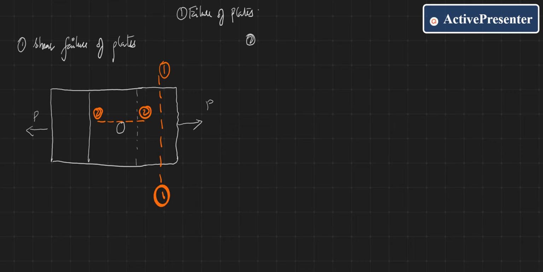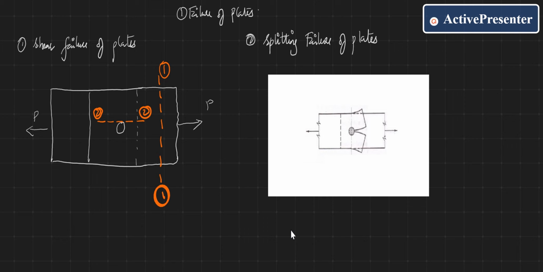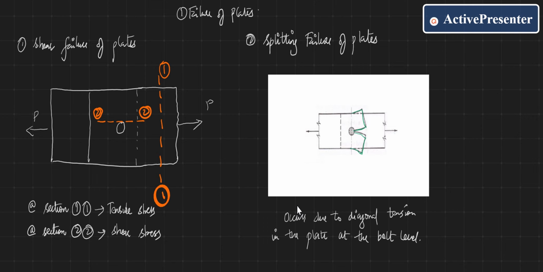The second failure that takes place for the plate is splitting failure of plate. As you can see in the picture, the plate splits into two parts over here, and this type of failure is called splitting failure of plates. It occurs due to the diagonal tension in the plate at the bolt level. That is splitting failure of plate.